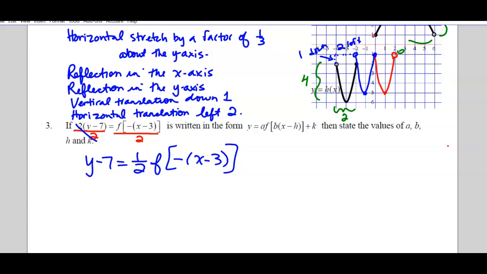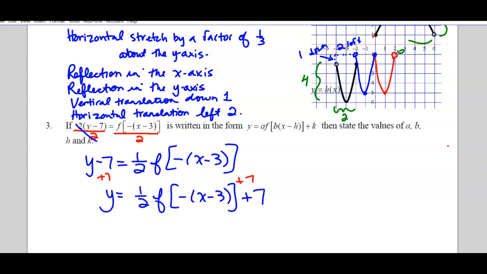Then to get y by itself, you add 7 to both sides. That's all it is, the same process as any type of equation. So is this in the correct form? There's your A value. Your B value is here, and that means -1, so you don't just put negative. That's understood to be a 1. And then that's your H value.